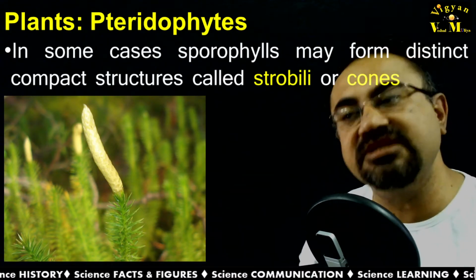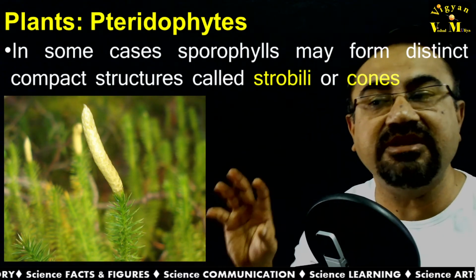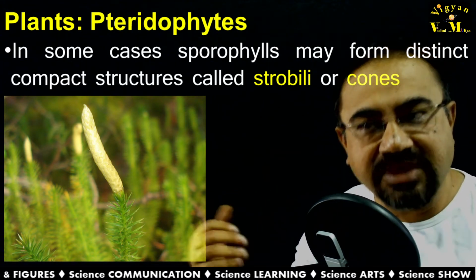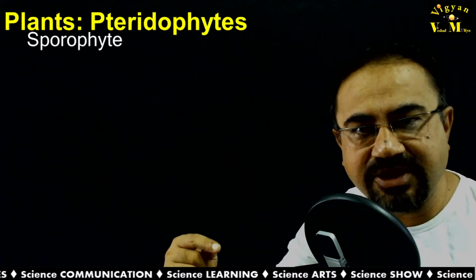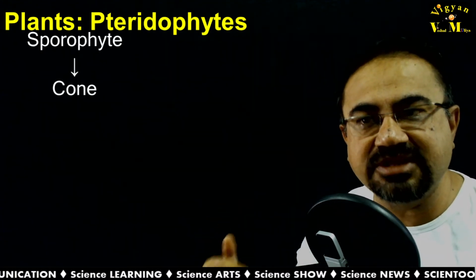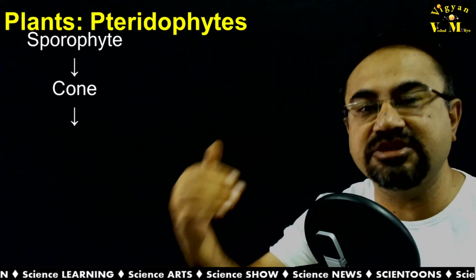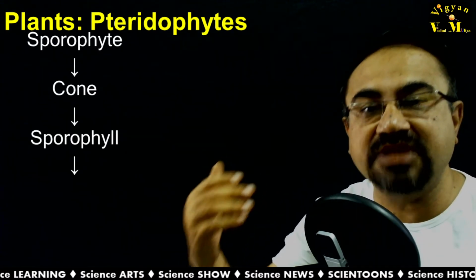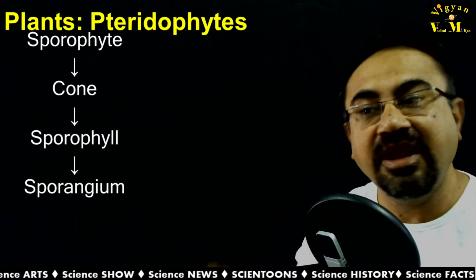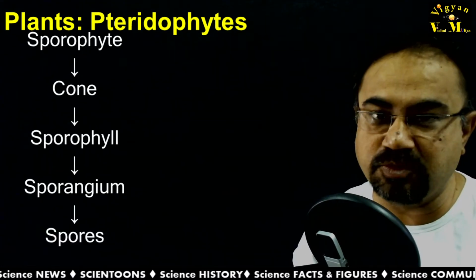In some cases, the sporophylls may form a distinct compact structure called a strobilus or cone. We can see it here. The sporophyte has a cone, a little change there. Now the sporophyte has a cone, the cone has sporophylls, and each sporophyll has a sporangium, and the sporangium produces spores.